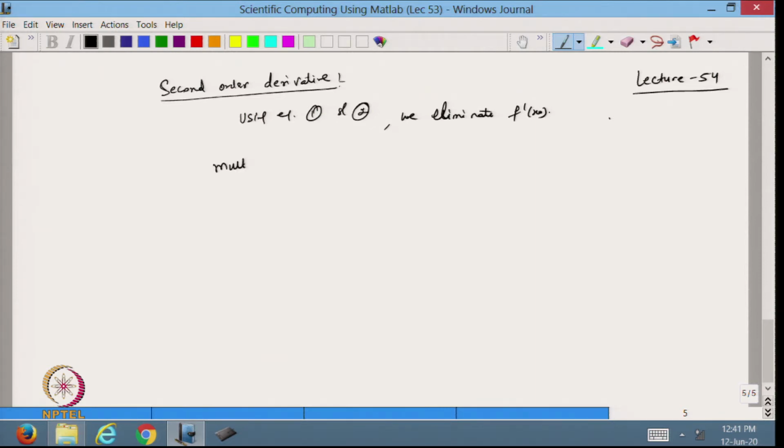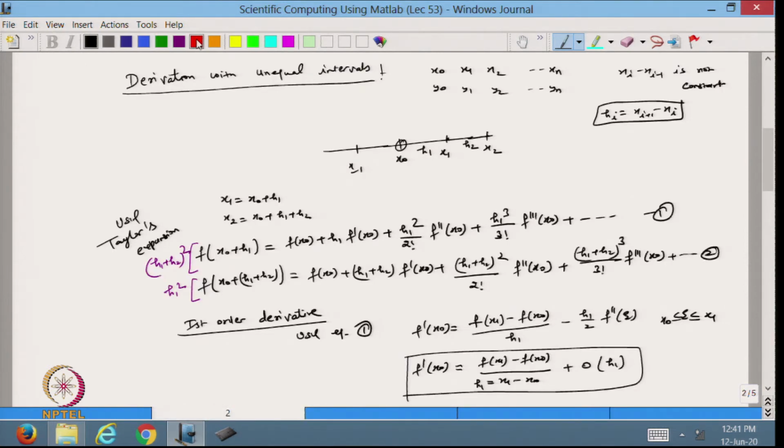Multiply equation 1 by h1 plus h2 and equation 2 by h1, and subtract. So let's see what will happen. Now what I am doing is multiplying this one because I want to remove this. So I will multiply this by h1 plus h2 and this one by h1 and then I subtract. Let us see what will happen.